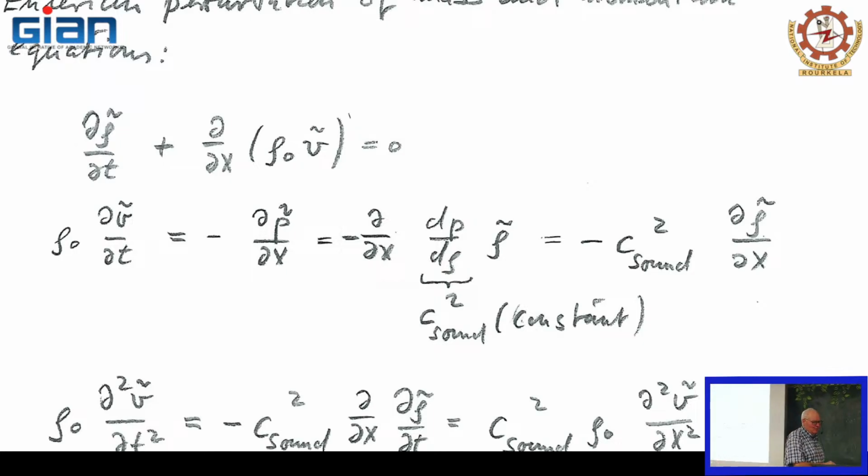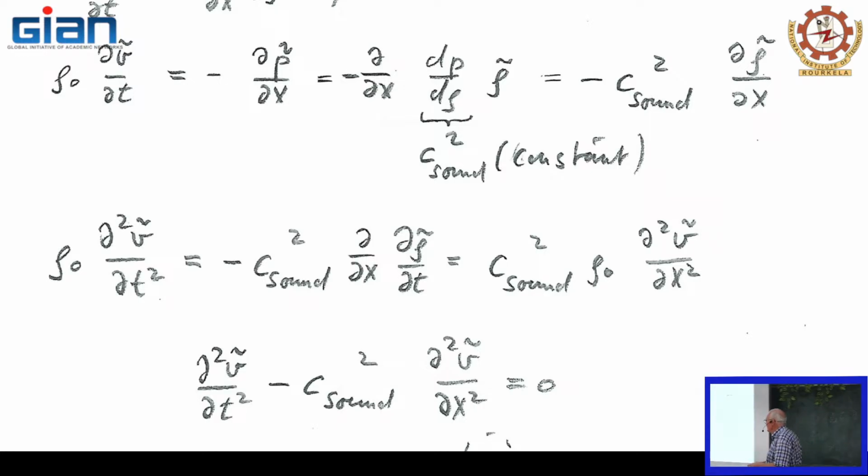Then we end up with a single equation for the velocity perturbation, which is given as the result, and I will stop here then. Can I get a little bit down here?